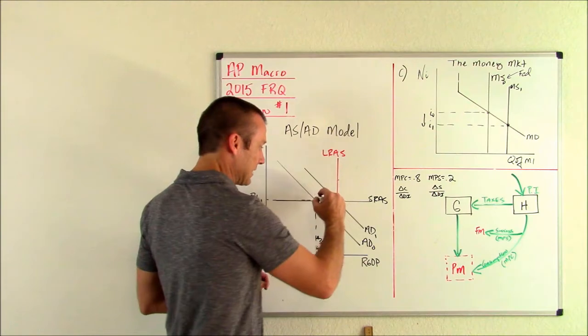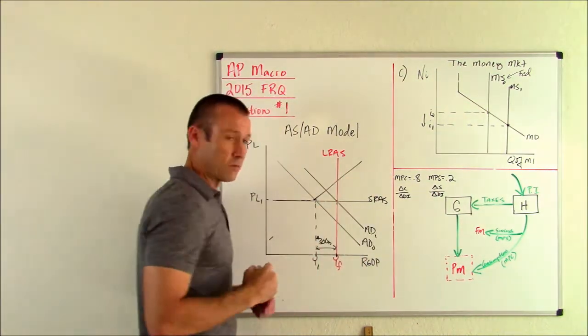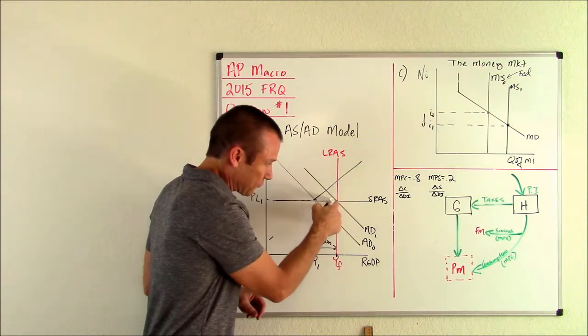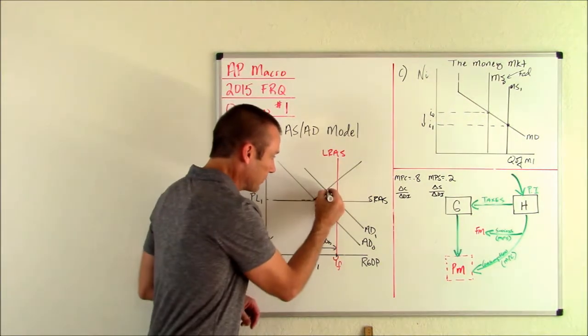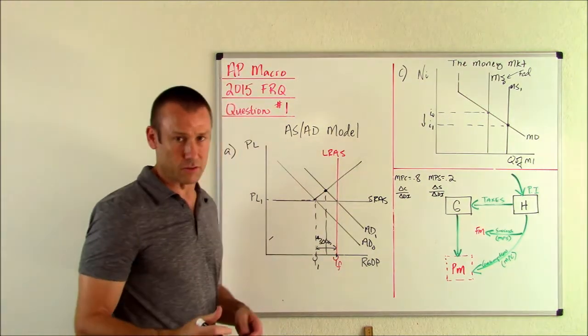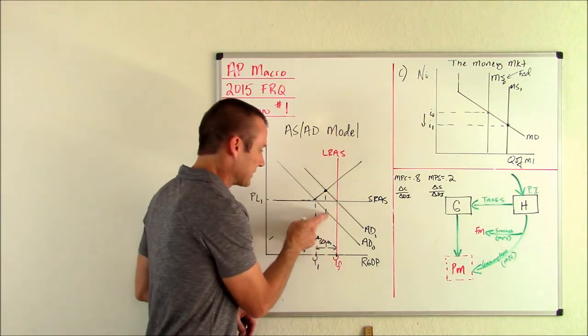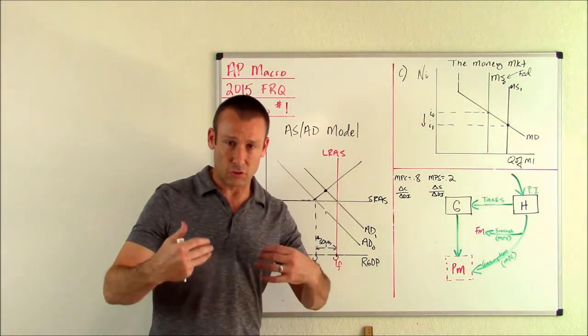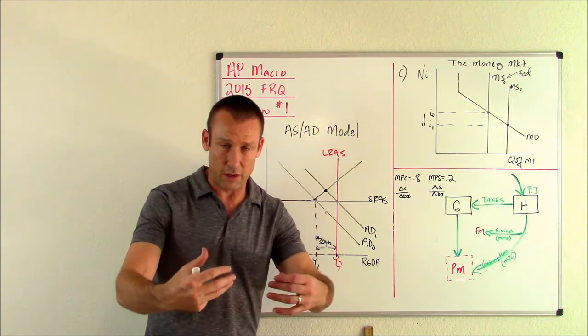Remember, if the SRAS was upward sloping, the way it was, that $300 billion shift in AD would change real GDP by less than 300. So hopefully that makes sense to you. So what's the minimum we need to change? AD, which is total spending, by 300 billion.